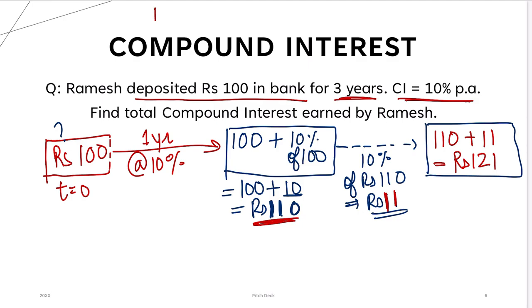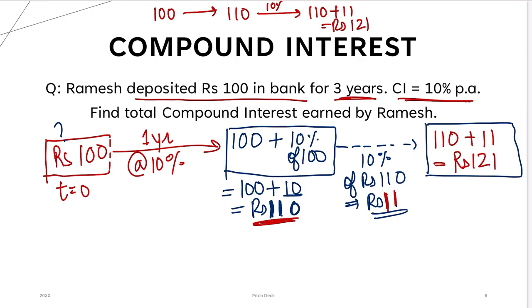So what is happening? 100 rupees we started with, 110 was after 1 year, 10% of 110 was added. So 110 plus 11 is rupees 121.